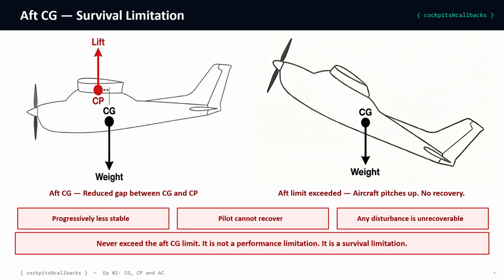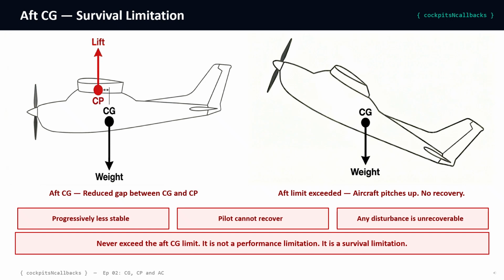Now look at the aircraft on the right, where the aft limit has been exceeded. The nose is pitching up, and it keeps going. The pilot pushes forward on the controls, and nothing happens. The aircraft continues pitching up with no recovery possible. The aft CG limit is not a performance number like maximum takeoff weight or maximum speed. Exceeding those limits degrades performance, but the pilot retains control. Exceeding the aft CG limit takes away the pilot's ability to control the aircraft entirely.